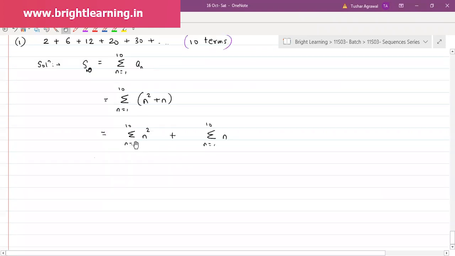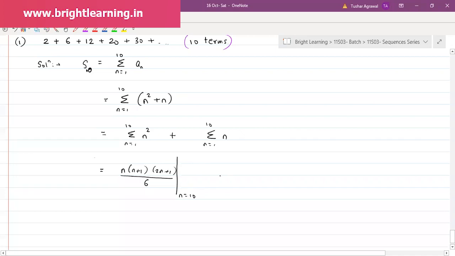For this, I have a standard formula. Summation of n square is what? 1 square, 2 square, 3 square, 4 square, up to 10 square. So for this, I have a formula. I will have to substitute n into n plus 1 into 2n plus 1 upon 6. In this formula, I will have to substitute n is equals to 10.